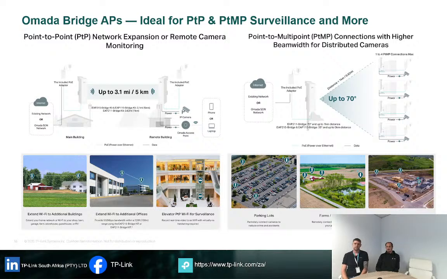We can add 8 clients to one main AP, so that is also an option for up to 8. The smaller units, they actually do have a 30-degree sector, and some of the bigger ones do a 70-degree sector. So it does give you the option to have a bit of a wide-ish connection.